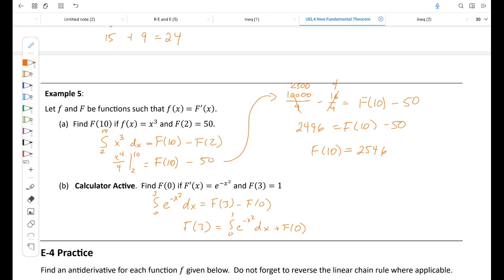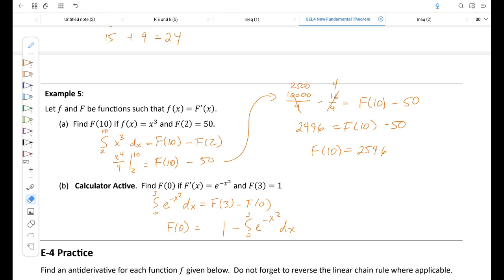Except we didn't want to solve for f of 3, did we? We know f of 3. Oops. All right, we want to solve for f of 0, so we need to move f of 0 to this side and the integral to the other side. So we end up with f of 0 equals f of 3, who didn't move sides, minus the integral 0 to 3 e to the negative x squared dx. But then we can replace f of 3 with the number 1. That's not an eraser. Boom.